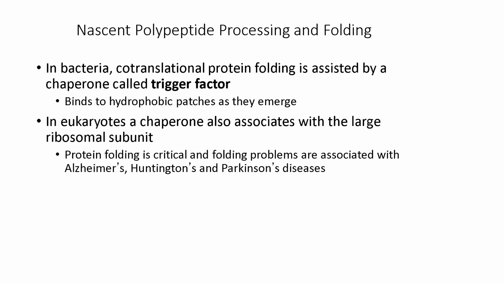In bacteria, a chaperone known as trigger factor binds to the emerging polypeptide, preventing misfolding and aggregation. In eukaryotes, similar chaperones associate with the ribosome to assist in protein folding. Proper folding is vital. Misfolded proteins are associated with diseases such as Alzheimer's, Huntington's, and Parkinson's. These chaperones are part of the cell's quality control system, ensuring proteins achieve their correct 3-dimensional shape.